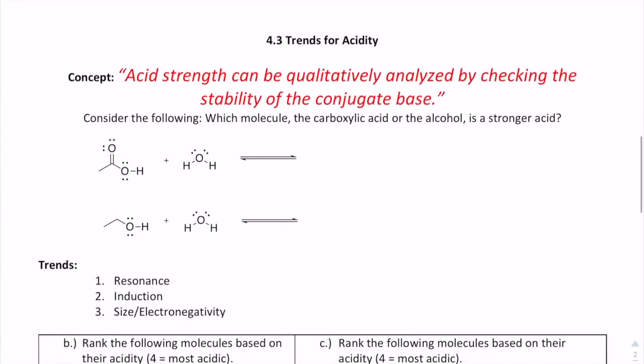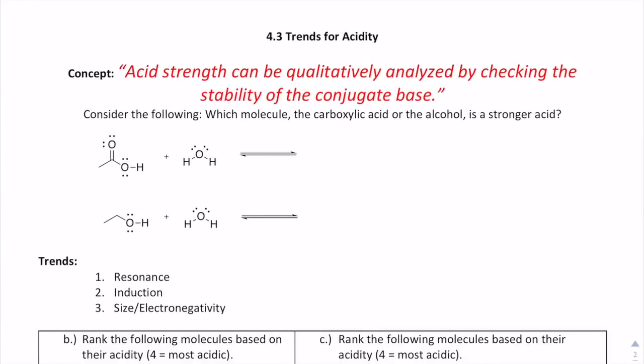So trends for acidity. The concept is this. I made it really big so you all understand. Acid strength can be qualitatively analyzed by checking the stability of the conjugate base. So what does that mean? Well, the more stable the conjugate base, the more acidic the starting material was. And that will make sense in a second. So let's consider the following.